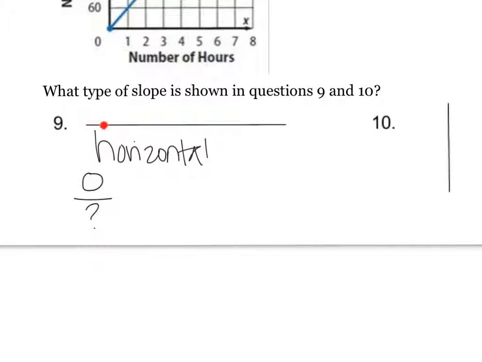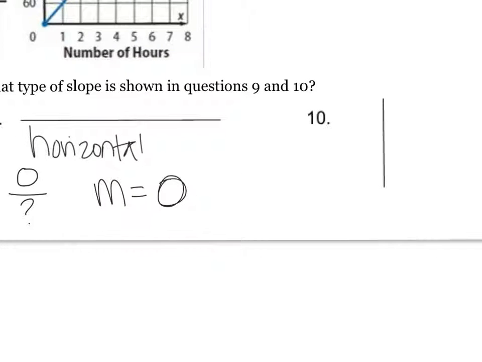You could be going over 1. You could be going over 5. The important part is that you have a 0 in the numerator. So, what is our slope? It's 0. You can write 0 as a number or you can write 0 as a word. Either one is acceptable.